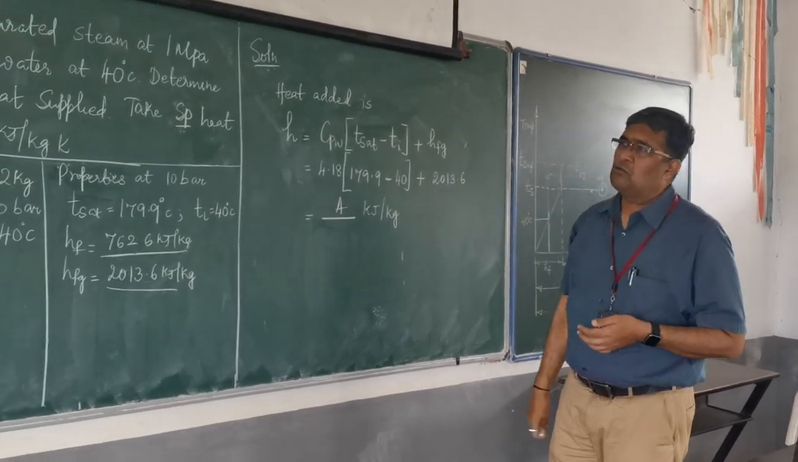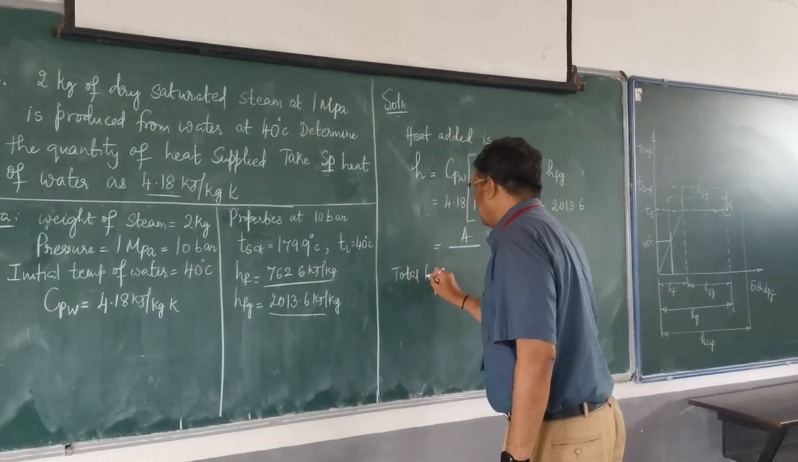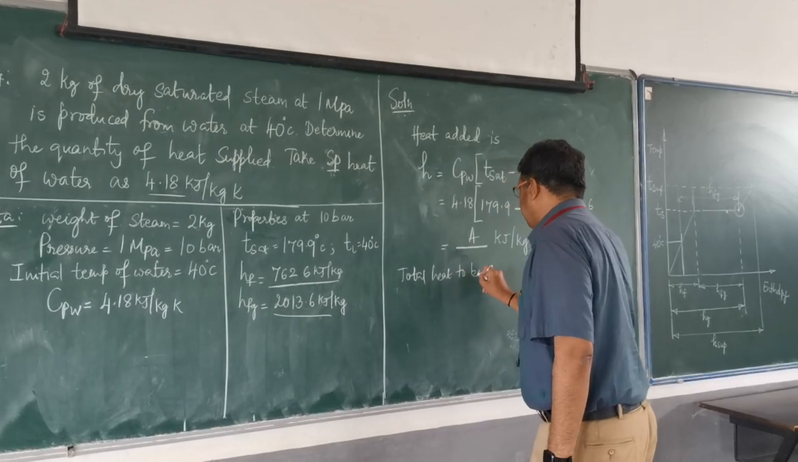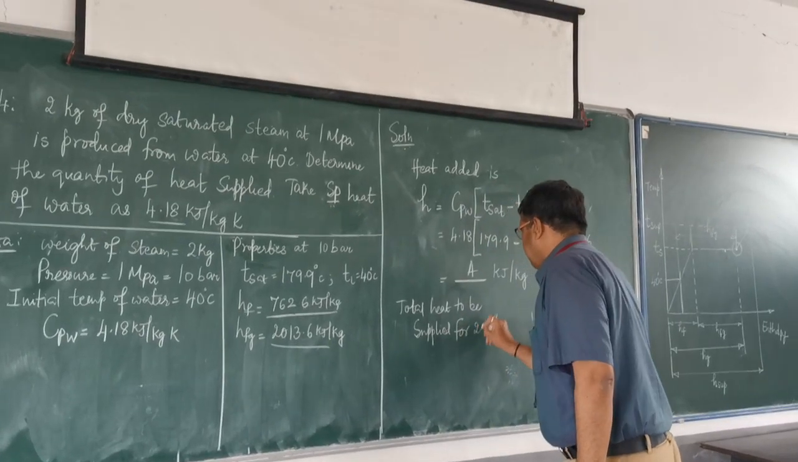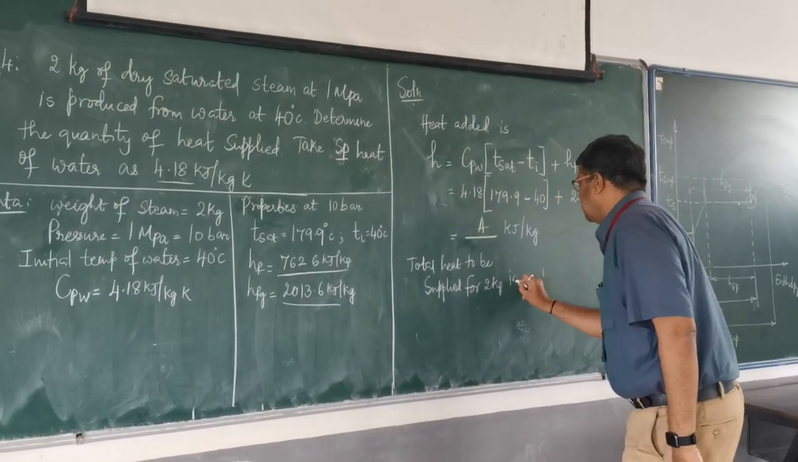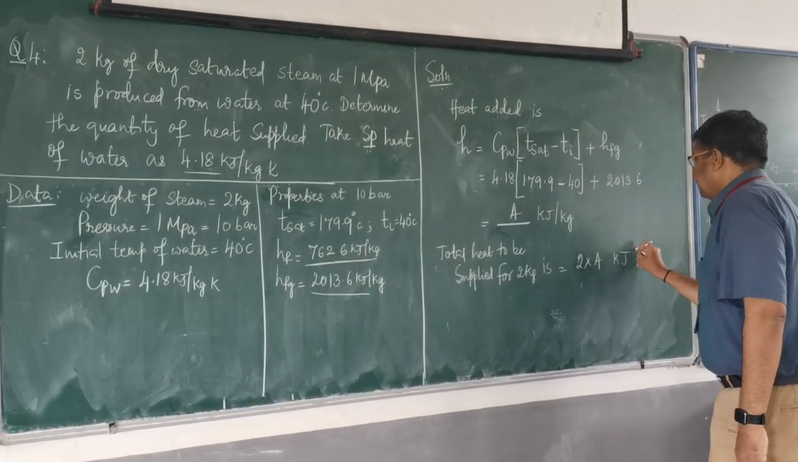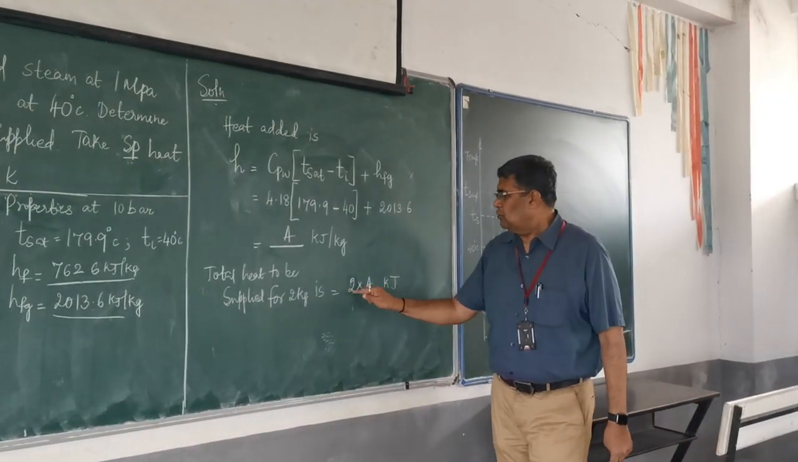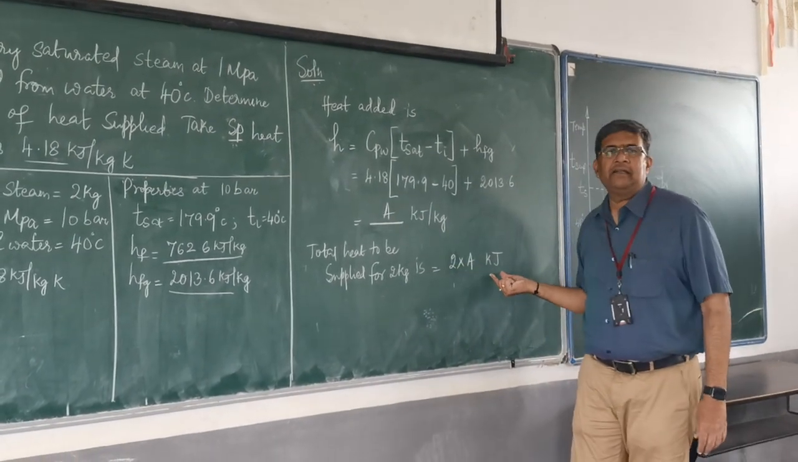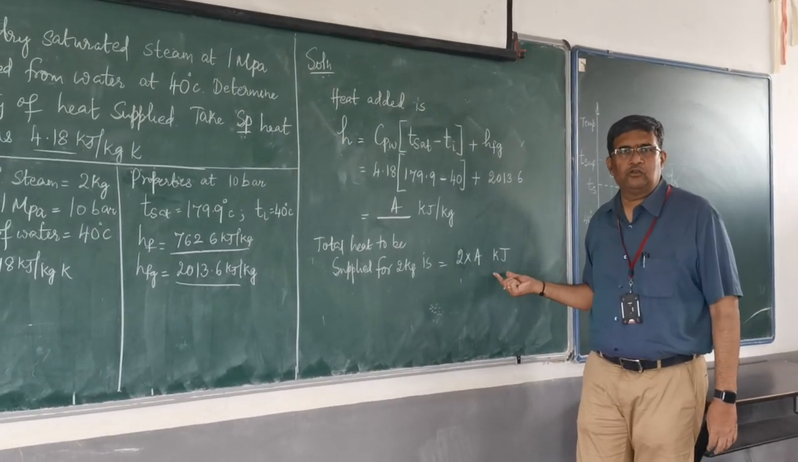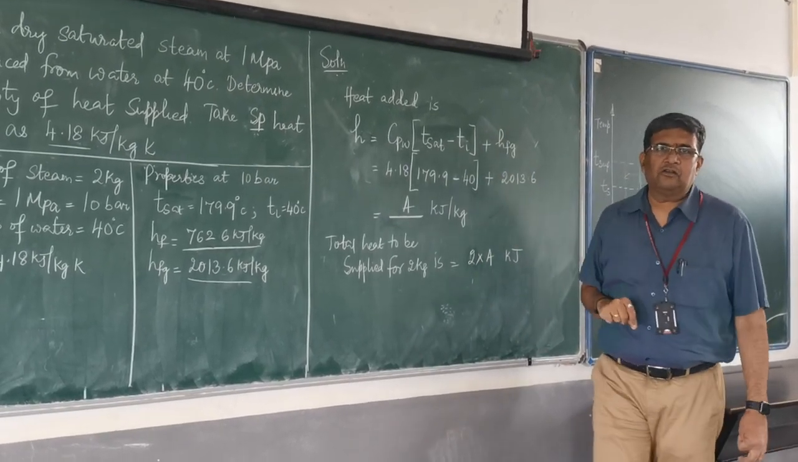Now the amount of dry saturated steam that needs to be produced is 2 kgs. So for that we need to find out the total quantity of heat supplied. So the total heat to be supplied, I am going to write it as 2 into A. This was per kg, so because it is 2 kgs, 2 into A, I will write it as kilojoules only. I will not write it as kilojoules per kg because it is for 2 kgs. So this is one way of solving this.